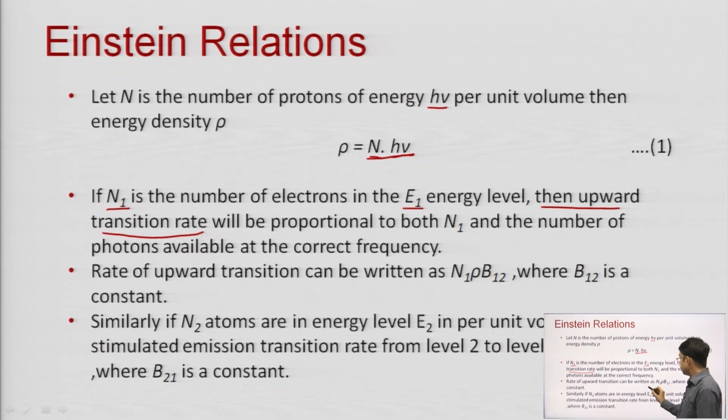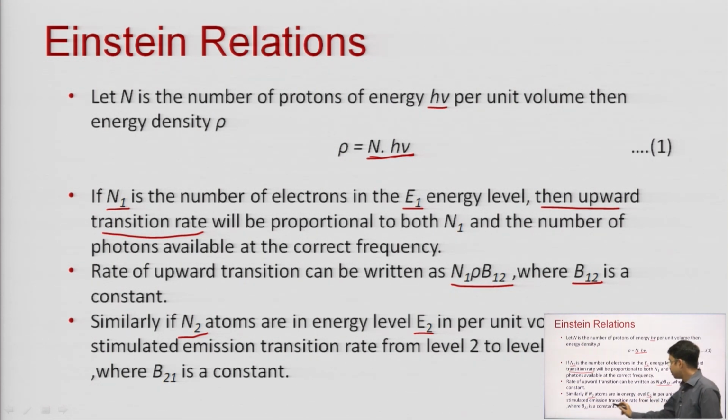So, the rate of upward transition can be written as n1, the number of electrons in ground state, times rho, that is energy density, times B12, where this B12 is a constant. Similarly, the downward transition rate will depend on two things. The number of electrons in excited state, that is N2. Let us consider N2 is the number of electrons in excited state, that is energy level E2, per unit volume.